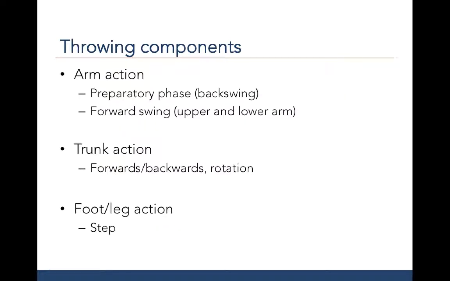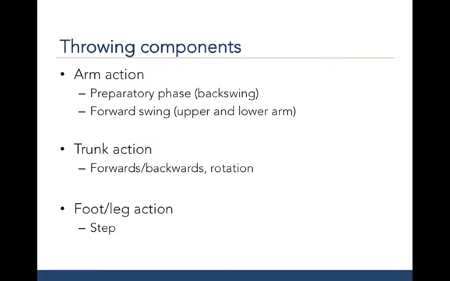Let's examine the major components of the throwing motion. The arm action can be broken into two major components, a preparatory phase or backswing, and the forward swing. The upper and lower arm contribute and move differently during each of these phases of movement.